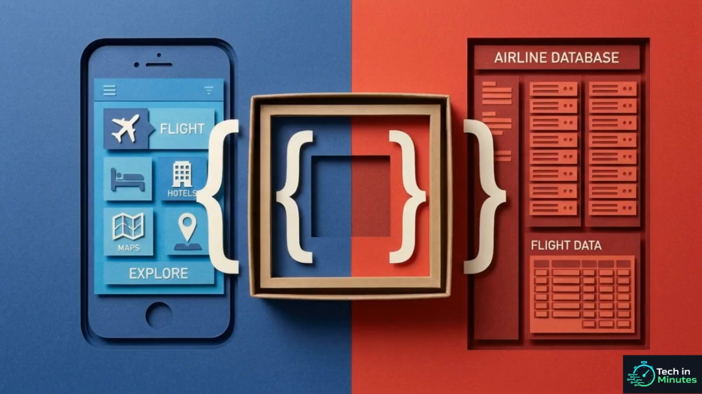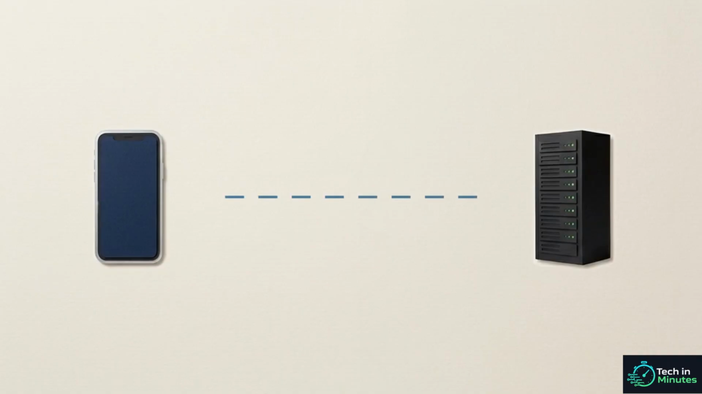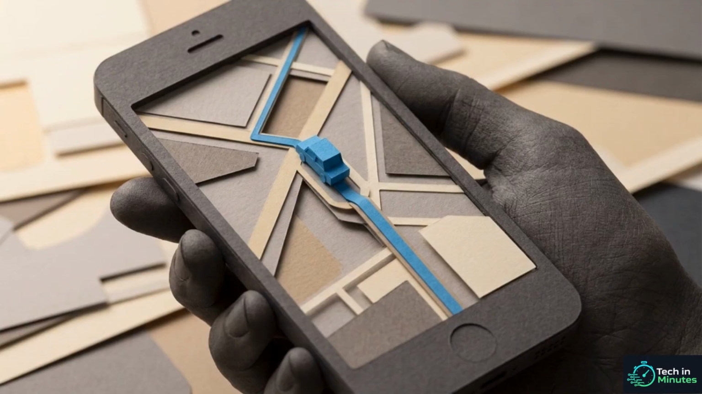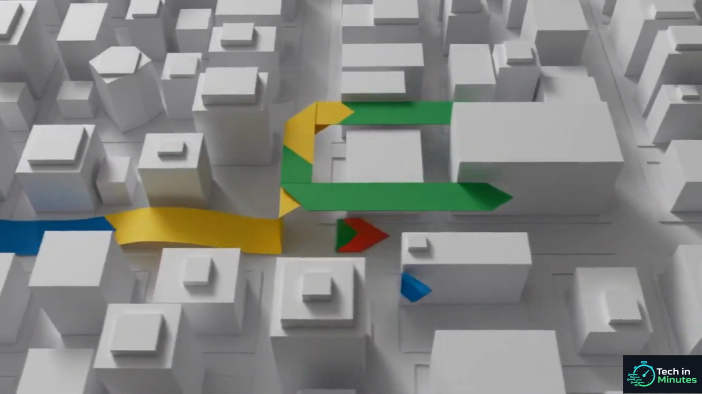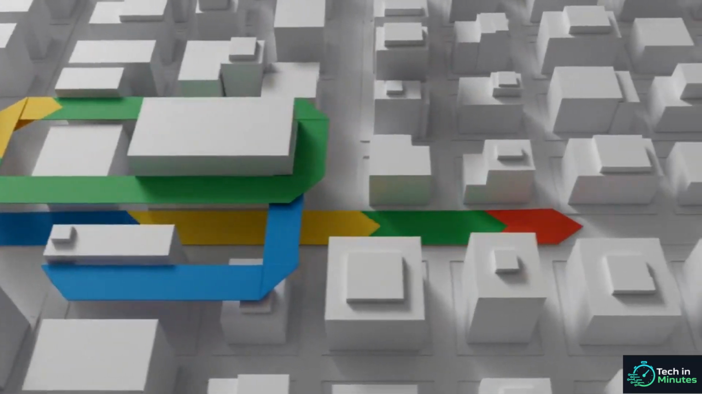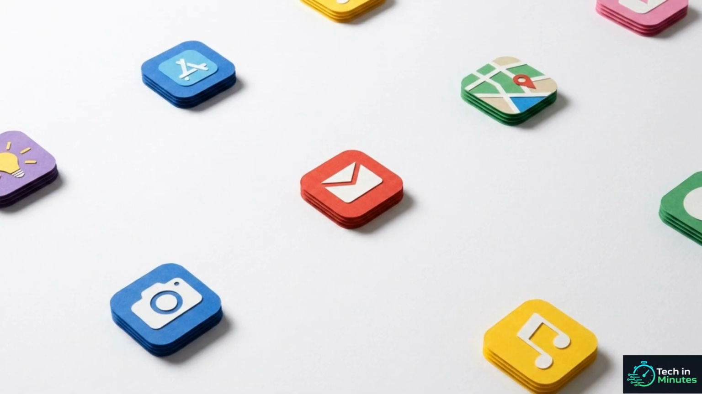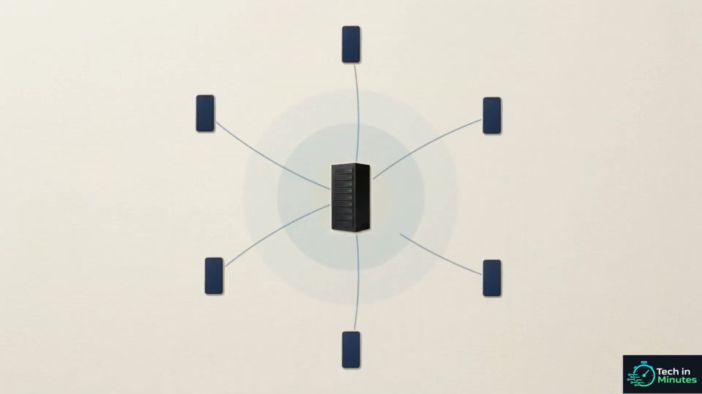APIs allow entirely different companies and systems to speak the same language. Your weather app, for example, doesn't have its own satellites. It uses an API to ask a government database for the current temperature in your city. Or think about a rideshare app. When you see your driver on a map, that map is actually being provided by Google. The rideshare app uses an API to borrow that map data and show it to you. Without these universal translators, applications would be isolated. They wouldn't be able to share information or work together. APIs are the digital bridges that make the modern, connected internet possible.